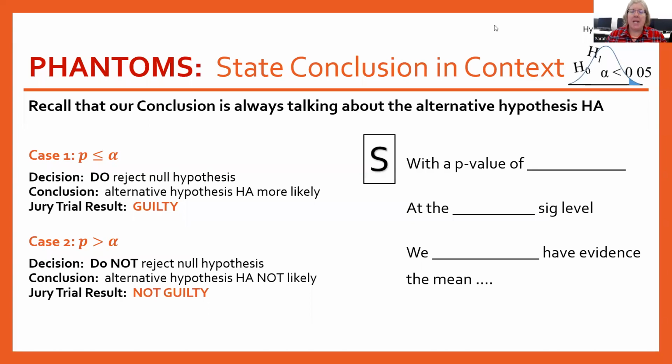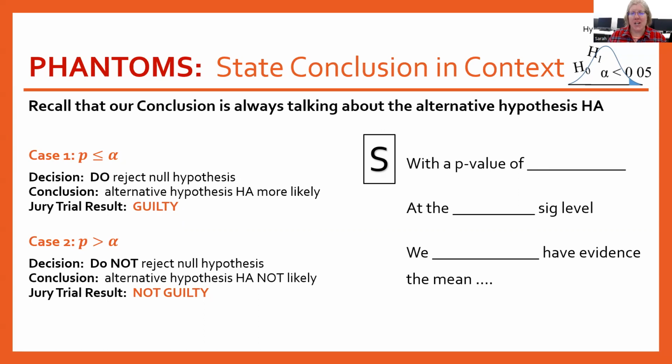Now that we've looked at p-values and significance levels, let's take a look at how to write our conclusion in context of our hypothesis test situation. So remember, there are two outcomes from a hypothesis test. If p is smaller than or equal to alpha, we do reject the null hypothesis, meaning we do have evidence. And then the opposite is that the p-value is bigger than alpha, meaning we do not reject the null hypothesis or we do not have evidence.